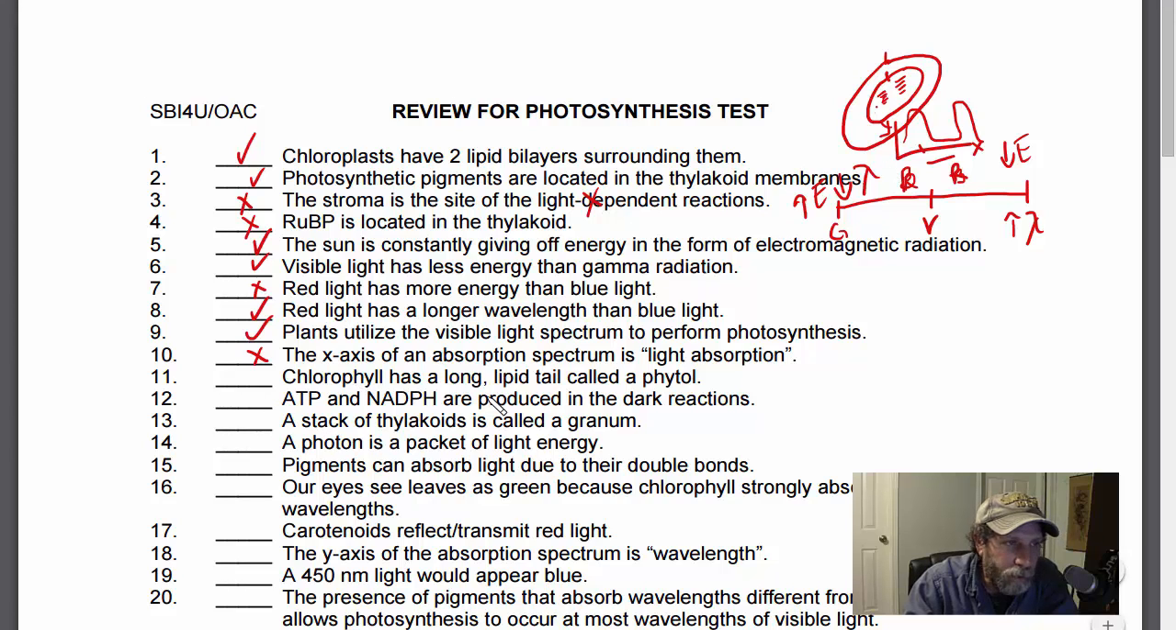Number eleven, chlorophyll has a long lipid tail called a phytol. And that's basically right. You got the chlorophyll molecule here, you got the head region, the porphyrin, and then you've got the phytol tail. So that's true. Number twelve, ATP and NADPH are produced in the dark reactions. That's not true. They are produced in light reactions, the light-dependent reactions in the thylakoid. You need light. You make these as our main products, ATP and NADPH.